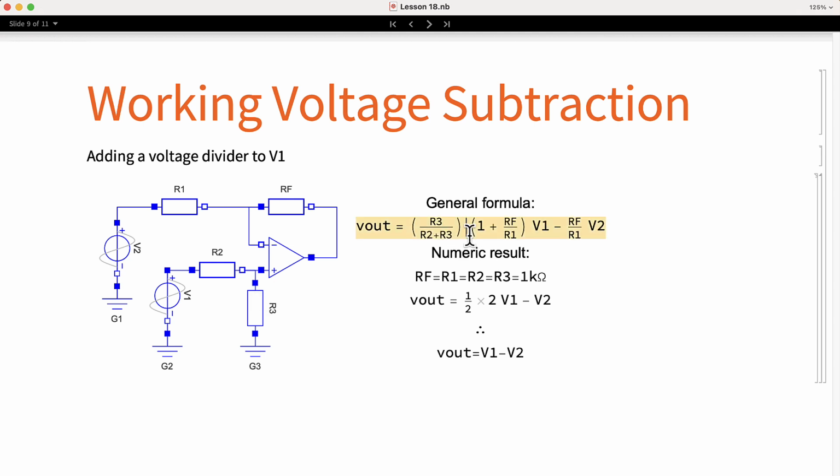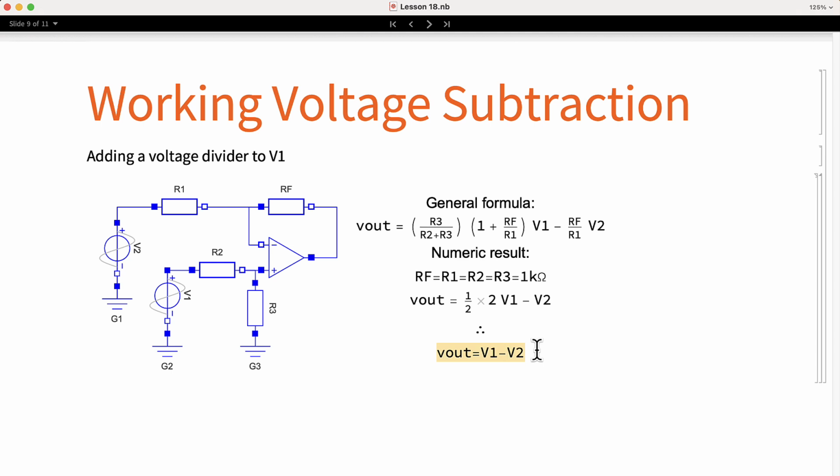The main difference with the previous formula is that the voltage V1 now has two scaling factors. The new one is the voltage divider formula, which we know is R3 over R3 plus R2. If we make all the resistors the same value, for example 1 kilo ohm, the gain of the voltage divider is 1/2 or 0.5. That is multiplied by 2 times V1, which becomes 1. And then it subtracts V2. After simplification, the formula results in V1 minus V2.